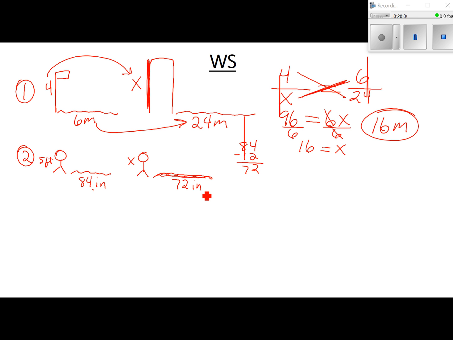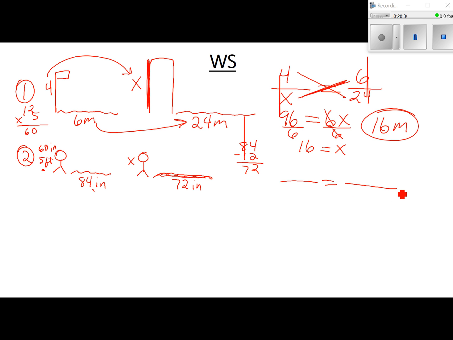You can set this up with feet and inches in it, but if that's confusing to you, as long as the feet are in one ratio and the inches are in a separate ratio, they shouldn't be in the same ratio with each other. But if it helps you, then just change this feet into inches. And all we do to do that is take 12 times 5, grab your calculator if you need to, that comes out to be 60. So Madeline is 60 inches tall.